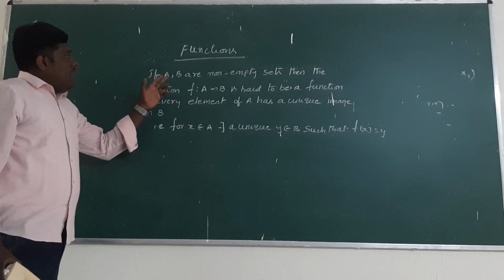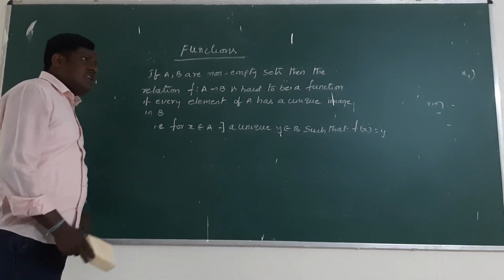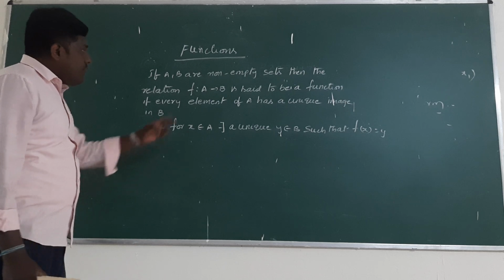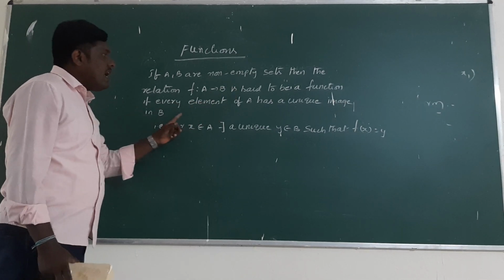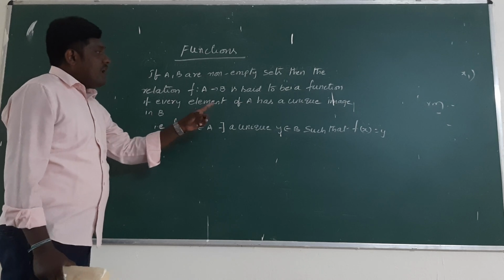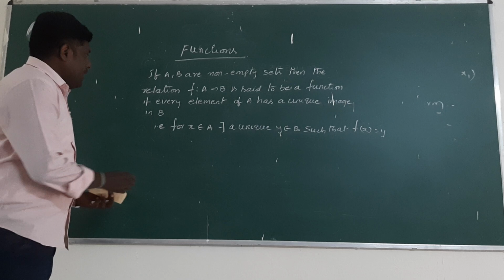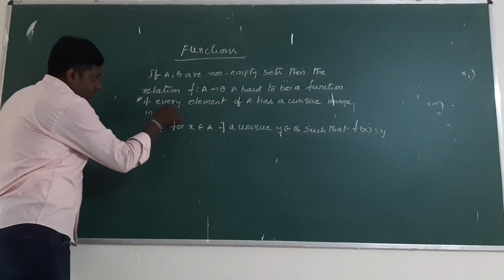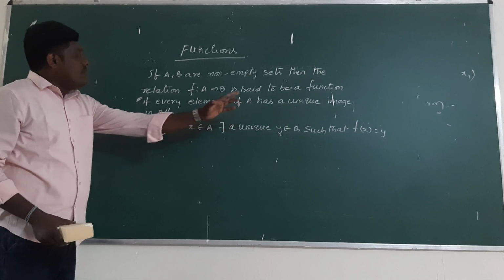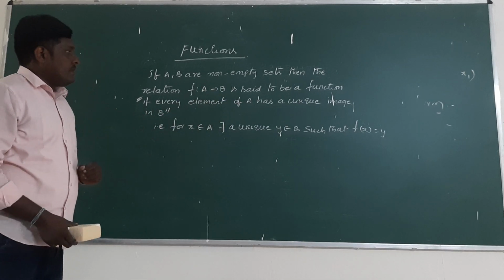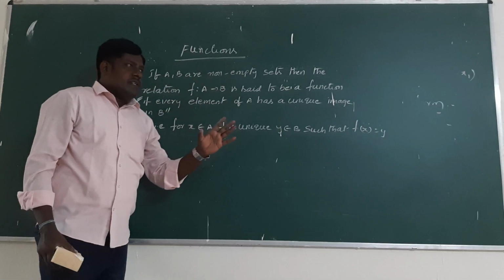If A, B are non-empty sets, then the relation f from A to B is said to be a function if every element of A has a unique image in B. You should keep this in mind. This is very, very important. Understood now? A, B are two non-empty sets.